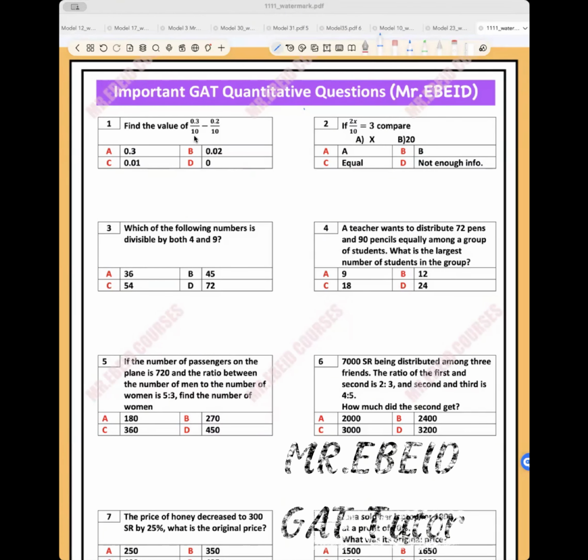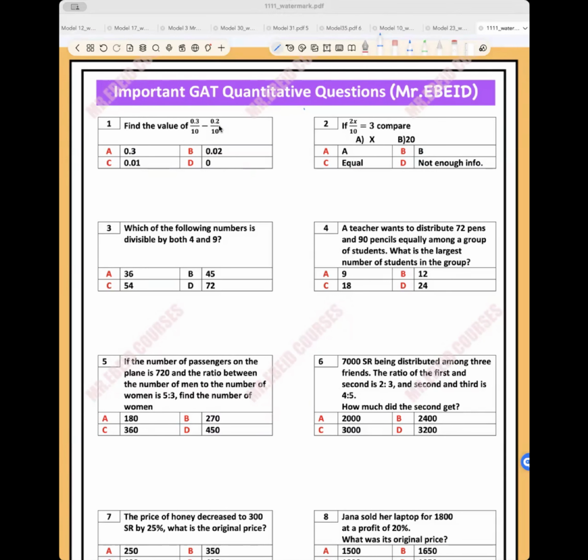Find the value of 0.3 over 10 minus 0.2 over 10. In this question, we have the same denominators. It means that we can subtract the numerators directly. So 0.3 minus 0.2 is 0.1. So this is 0.1 over the same denominator, which is 10. You know that 0.1 is 1 over 10. So you can write it as 1 over 10 times 10, which equals 1 over 100.